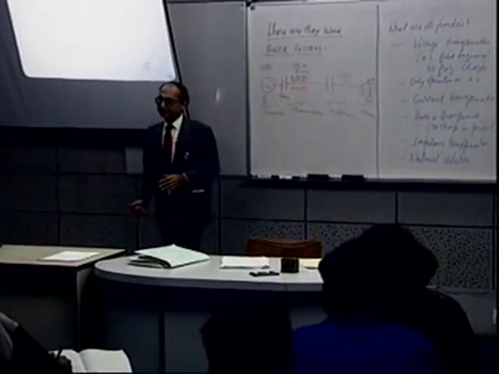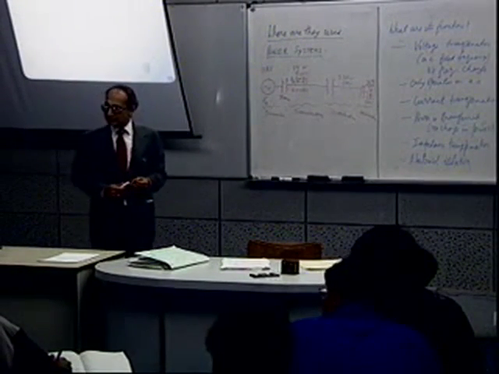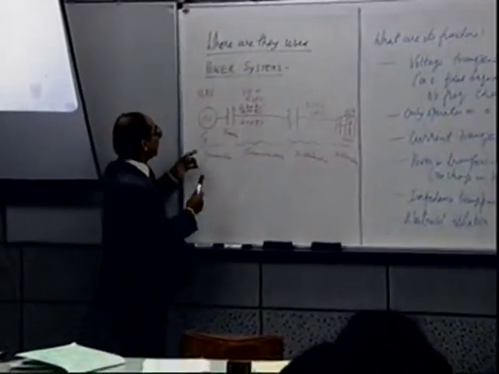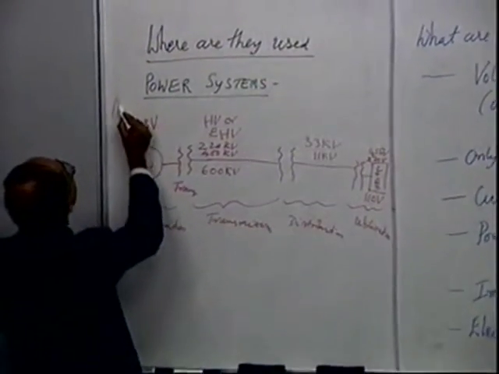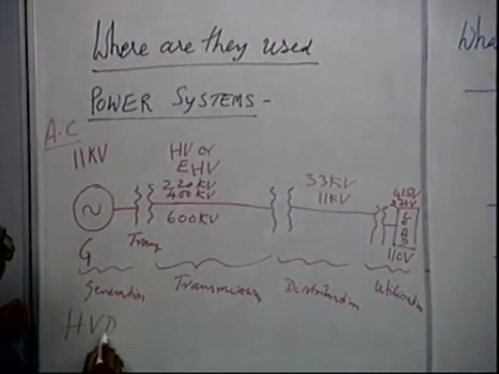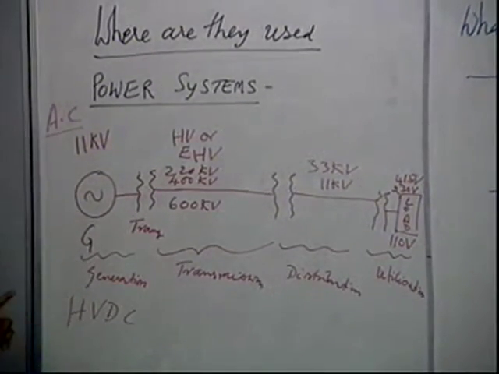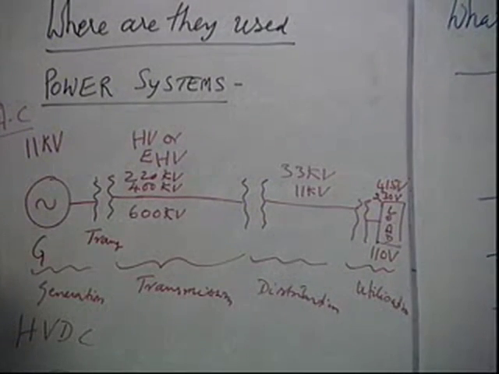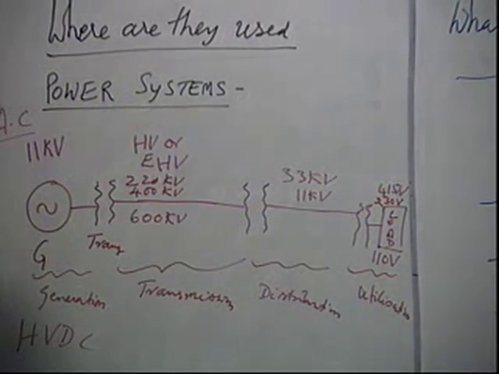Sir, for high voltage DC transmission, these transformers can't be used? Yeah, okay. Now, this is AC transmission. If you want a high voltage DC, the only thing you do, just a minute, is you generate, and then you have an HVDC.